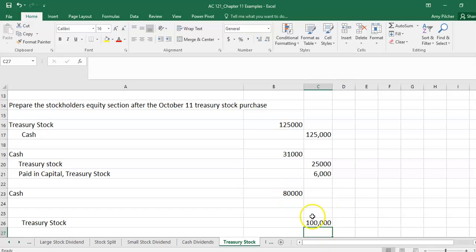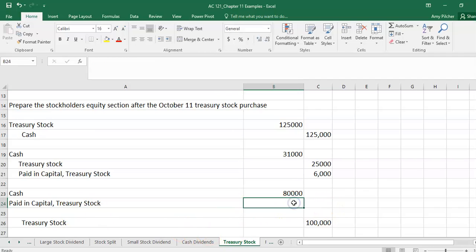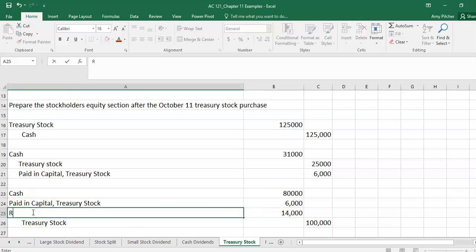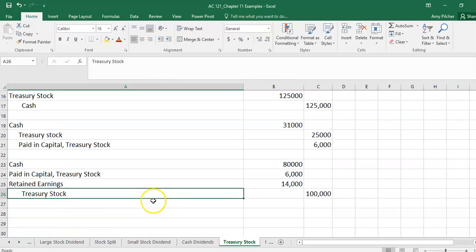We have to make up this $20,000 difference between the cash we received and our treasury stock. So first we do that with the paid in capital treasury stock, $6,000. Now we have a remaining $14,000. That comes out of retained earnings, just like any of our dividend payments do. So that is because we sold that treasury stock back at a loss of $5 per share.